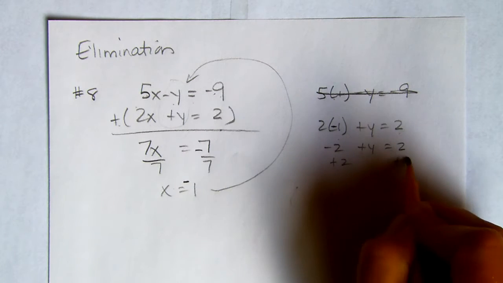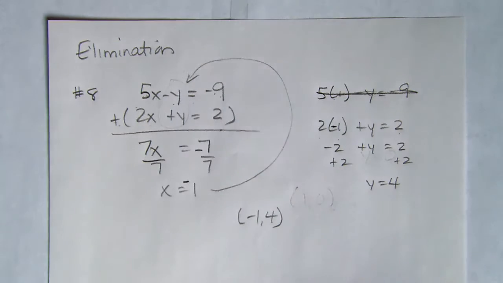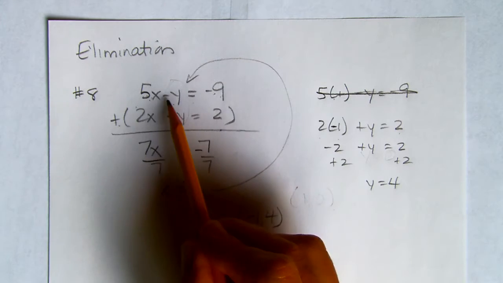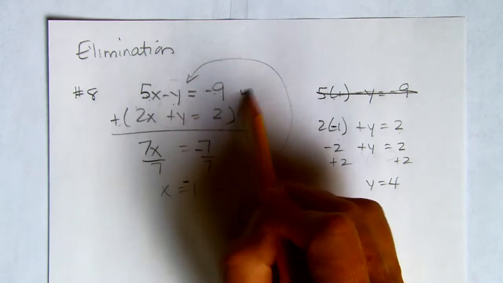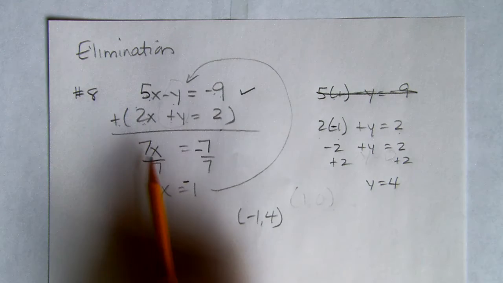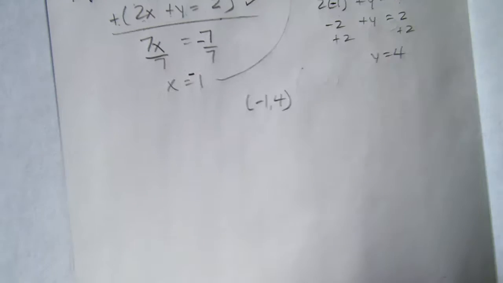Then when I add 2 to both sides, y equals 4. So my point is negative 1, 4. Let's see if that checks. Negative 5, when I plug negative 1 in, minus 4 is negative 9. That checks. Negative 1 plus 4, negative 2 plus 4 is 2. That checks. There's a couple different situations in the elimination method, though, I'd like to show you.